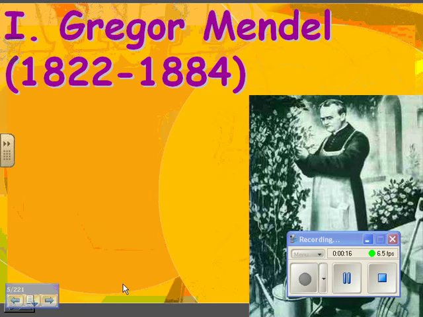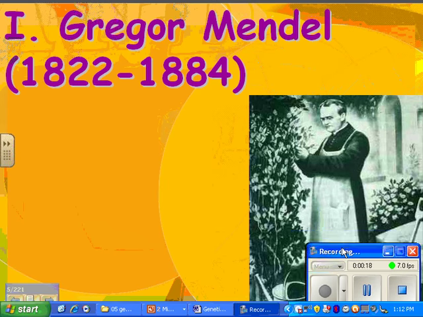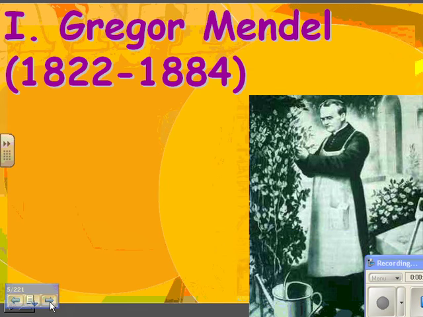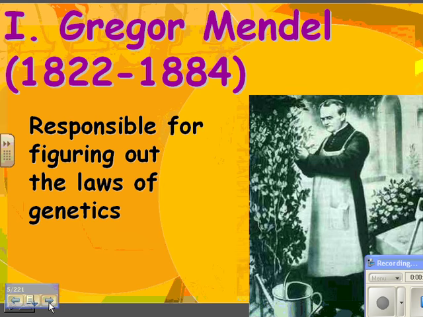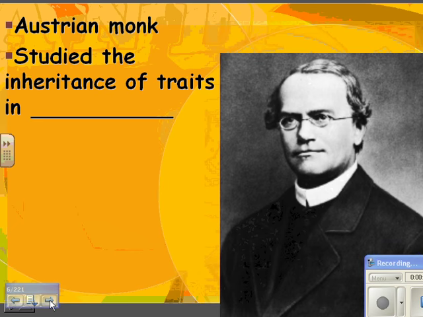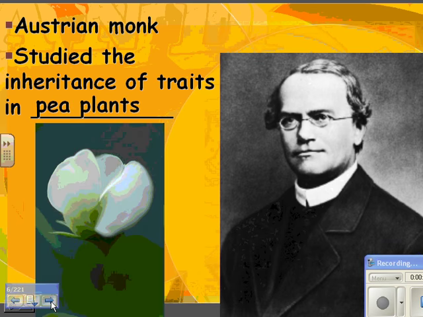So we'll start with Gregor Mendel. He lived from 1822 to 1844, and here he is in his garden with his pea plants. He's responsible for figuring out the laws of genetics. He was an Austrian monk, and he spent a lot of his time on pea plants. So he studied the inheritance of traits in pea plants, and the stuff that he figured out applies to us too.